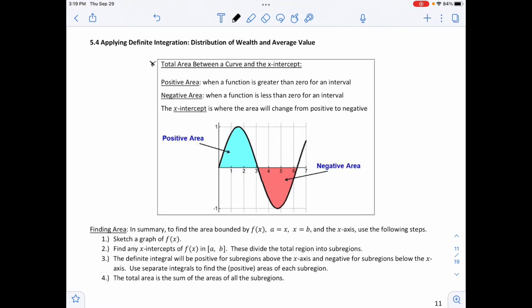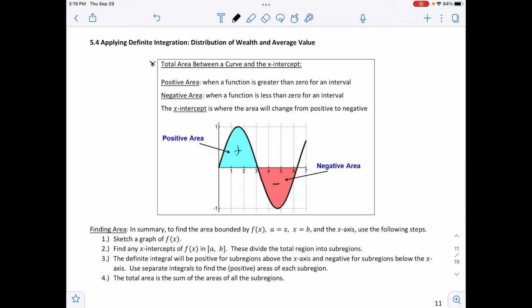So if you look, we have a positive area, and a positive area is where a function is greater than 0 on that interval, so you'll notice that it is above the x-axis, whereas we have a negative area, which is when a function is less than 0 for an interval, and that is below the x-axis. The x-intercepts are where the area will change from positive to negative or negative to positive.